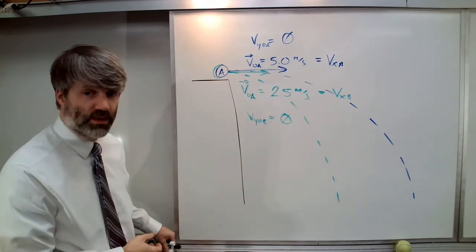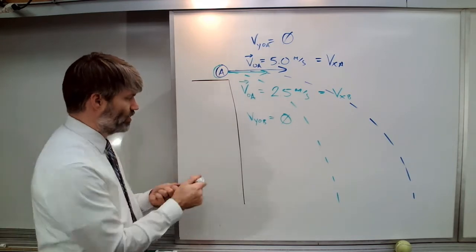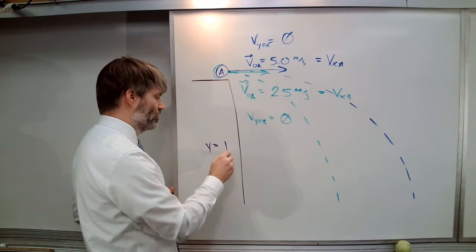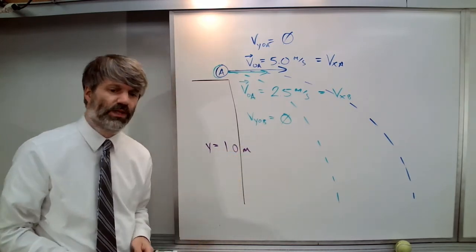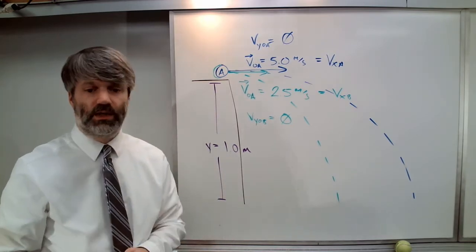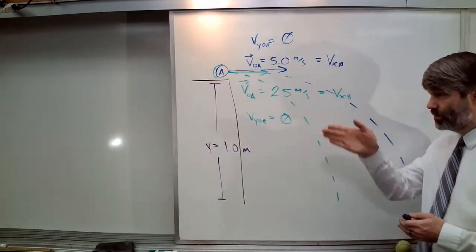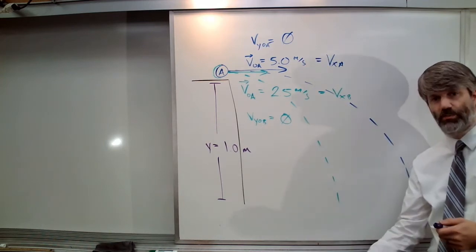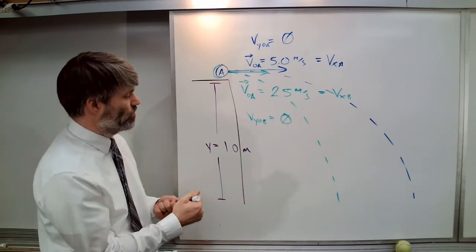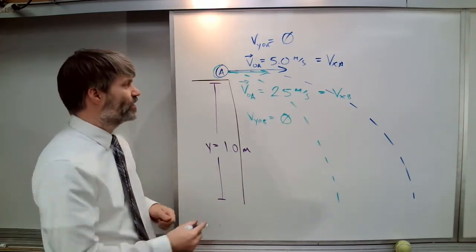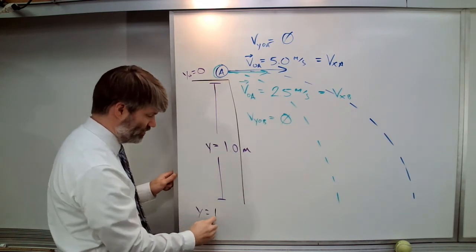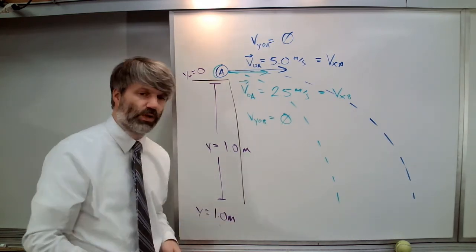We also know something about the vertical direction: that y is equal to 1 meter. Now again, if you're the person standing here watching this, you just see both of them drop. We'll orient ourselves, we'll just say that y naught is 0, and y down here is, well, that 1 meter.